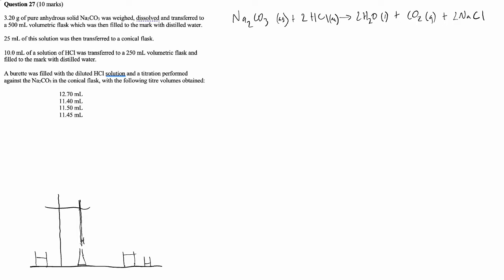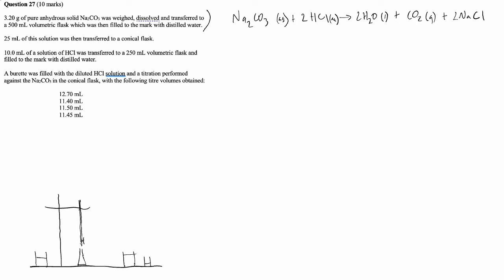Let's start from the top of this problem and have a look at what we need to do. 3.2 grams of sodium carbonate, weighed, dissolved, transferred to 500 ml and filled to the mark with distilled water. So here we're just making up a primary standard. I'm assuming that's one thing they're going to ask us to determine: what's the concentration of that primary standard?